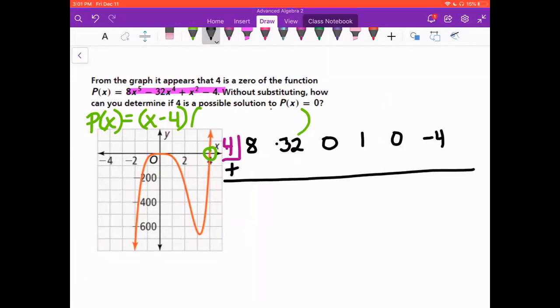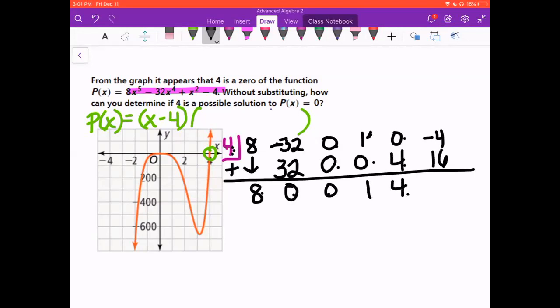All right, then I'm going to add, bring down that first 8. Okay, 4 times 8 is 32. That was a -32. -32 plus 32 is 0. 4 times 0 is 0. 0 plus 0 is 0. 4 times 0 is 0. 1 plus 0 is 1. 4 times 1 is 4. 0 plus 4 is 4. 4 times 4 is 16. And -4 plus 16 is 12, which is not 0.